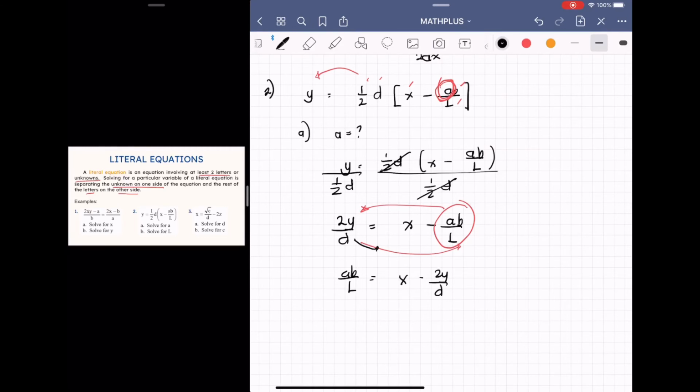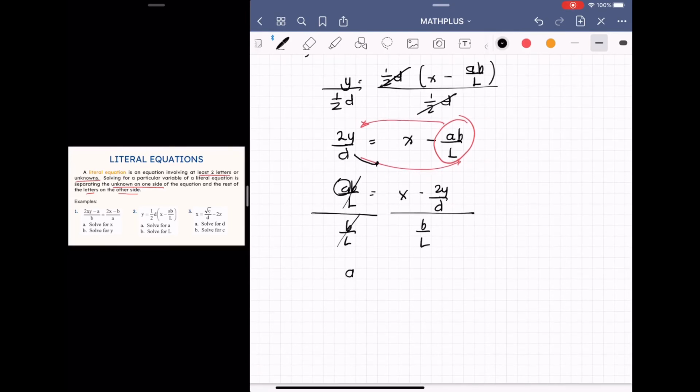To be able to solve for the unknown, which is a, you have to divide both sides, or maybe multiply both sides by L over b, or divide them by b over L. In that case, this is cancelled, and I'll be able to solve for a, which is equivalent to x minus 2y over d, okay, multiplied by L over b. So, dividing fractions. Okay, and I can take this as my answer.